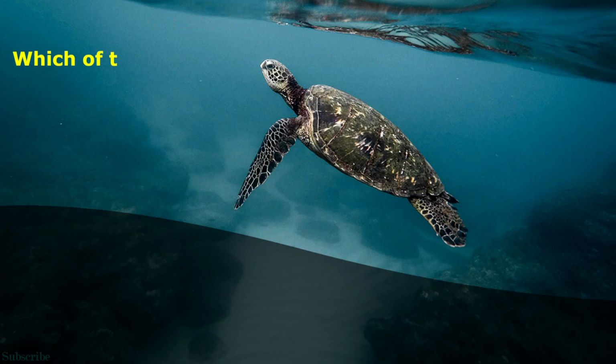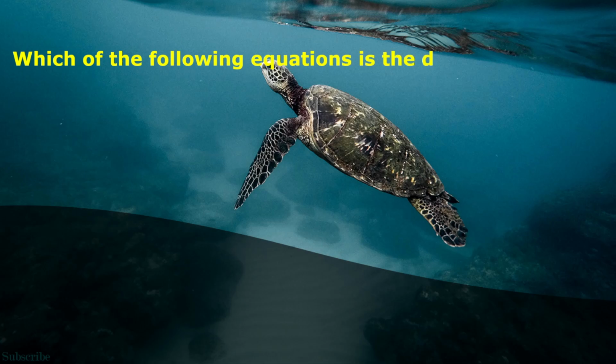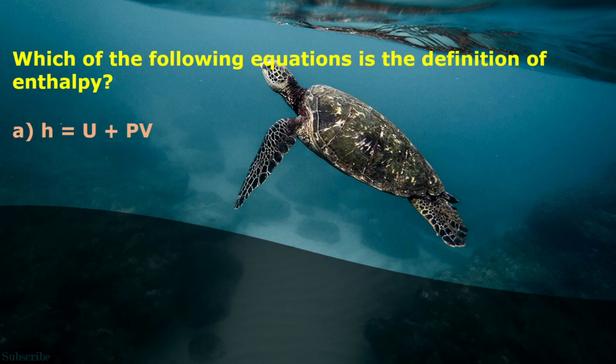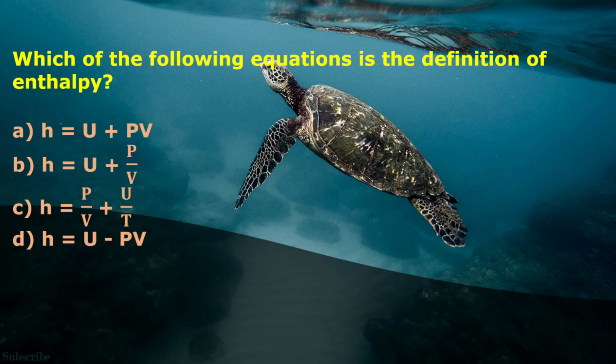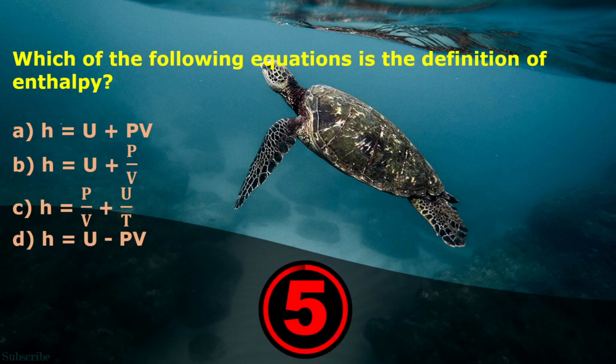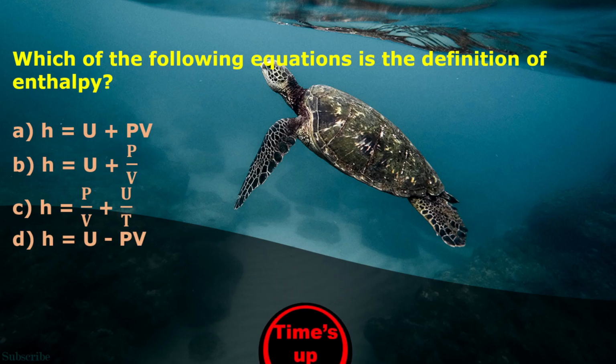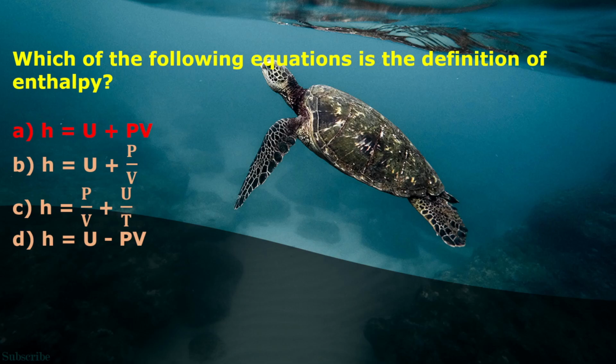Question number 31. Which of the following equations is the definition of enthalpy? A. H equals U plus PV. B. H equals U plus P over V. C. H equals P over V plus U over T. D. H equals U minus PV. The correct answer is letter A, H equals U plus PV.